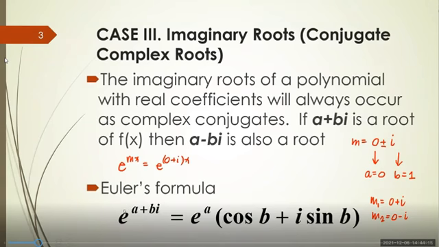So we use what you call Euler's formula. For Euler's formula, e raised to a plus bi gives us e raised to a, quantity cosine b plus i sine b. So it takes care of the a and the b. But if, for example, we have an x, of course this would have an x and this would have an x as well.